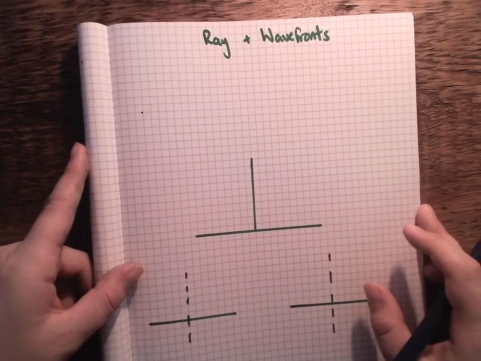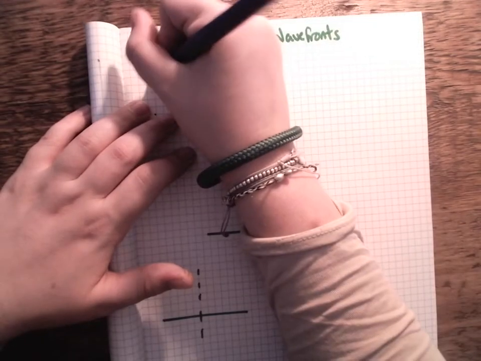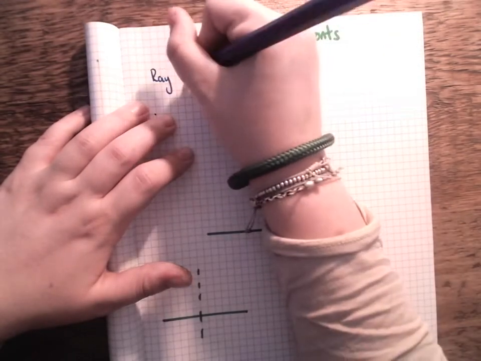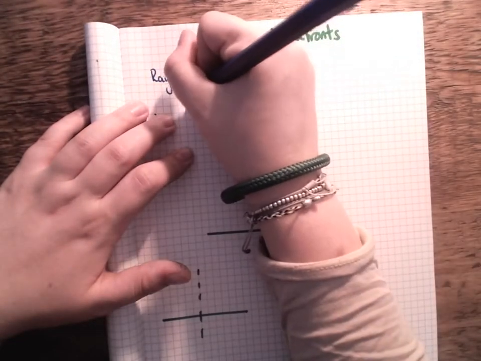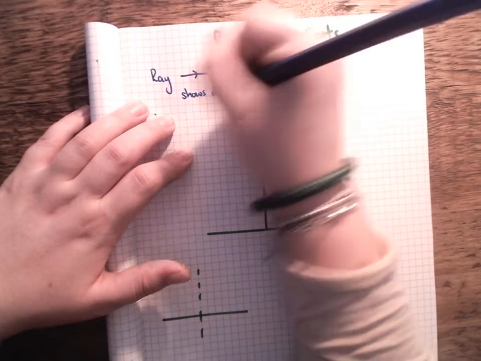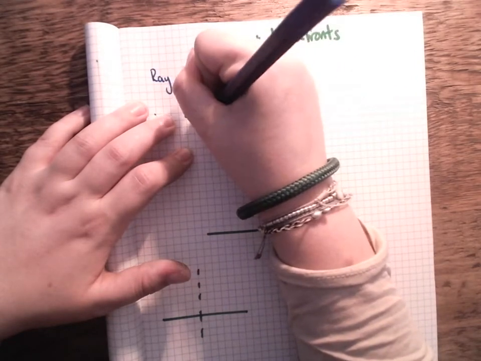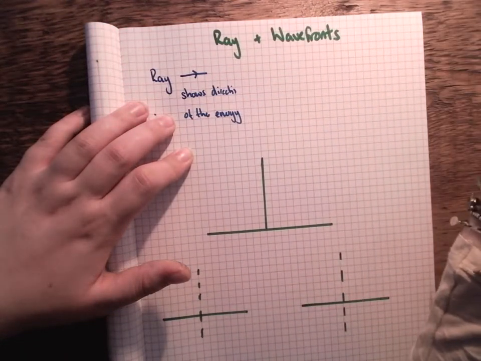Okay guys, so this next video is just about the differences between a ray and a wavefront, and they have actually asked this sometimes as a written word question in the exams. So a ray diagram, or a ray, is just when we draw the simple lines with the arrows on, and that just shows the direction of the energy that's being transferred. So it's showing the direction of the energy being transferred.